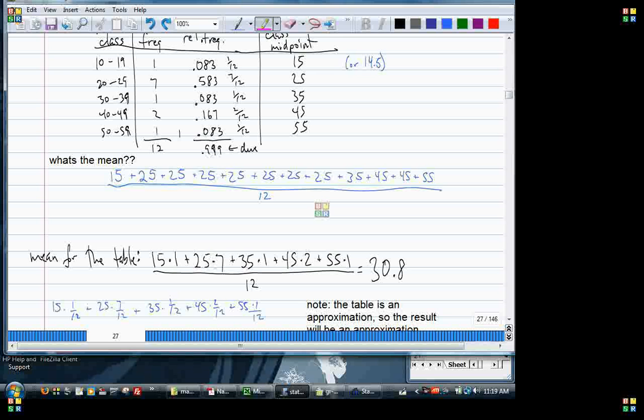One-twelfth is not the frequency, it's the relative frequency. But we don't say relative frequency anymore. What do we say? Probability. Exactly.